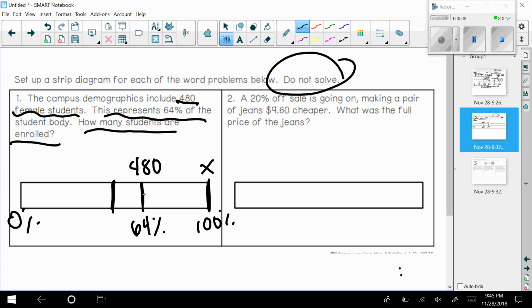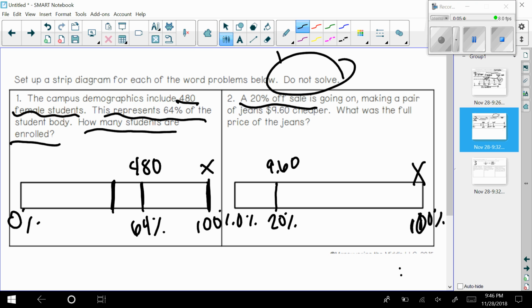What you can notice is that this kind of looks like a proportion, right? So now look at number 2. A 20% off sale is going on, making a pair of jeans $9.60 cheaper. What was the full price of the jeans? Go ahead and try and set this strip diagram up on your own. So pause the video and take a minute to set this up with the information that you know from the problem. Okay, does the proportion look like this one? Hopefully it does. What's the piece that I'm missing? My unknown, which is going to be the total, which is x.